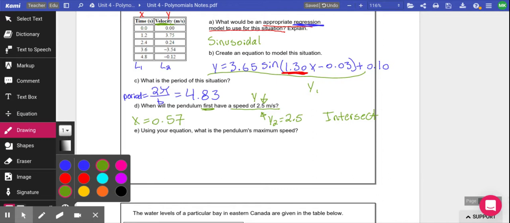Using your equation, what is the pendulum's maximum speed? To find the maximum speed, you go second trace maximum. You're going to go left to the maximum, right of the maximum, and you should get 3.74, I believe.